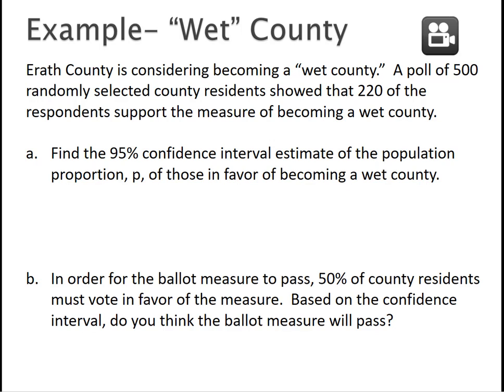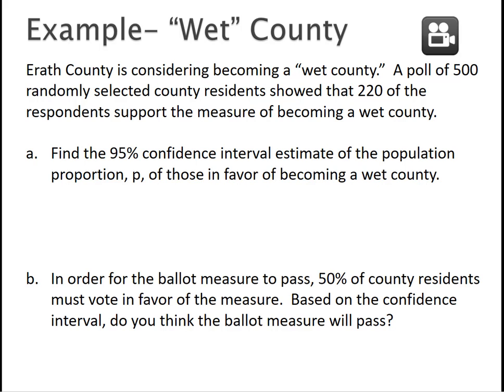In part B, I'm going to be asked, in order for the ballot measure to pass, 50% of the county residents must vote in favor of the measure. Based on the confidence interval, do you think the ballot measure will pass? Okay, so the first thing I'm asked to do is to find my confidence interval estimate.